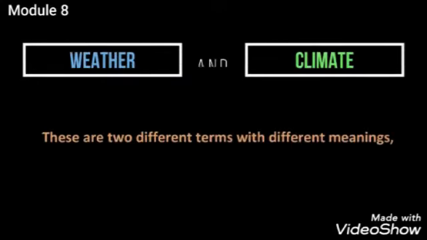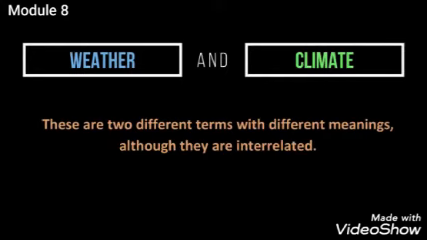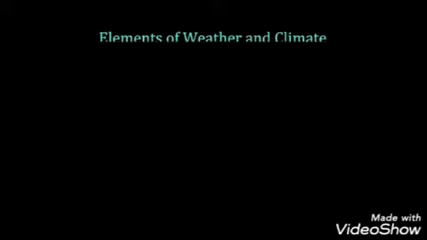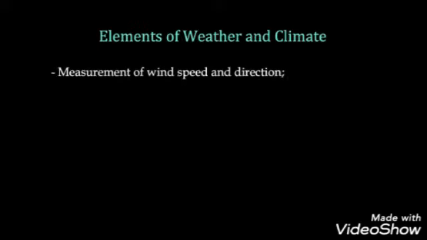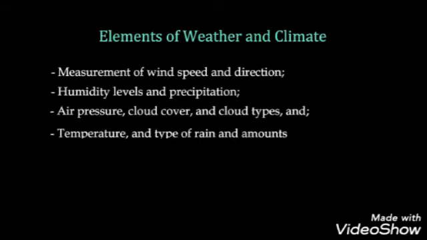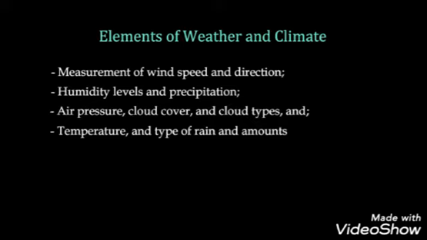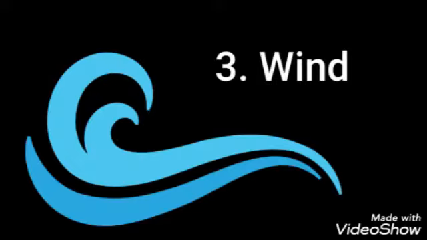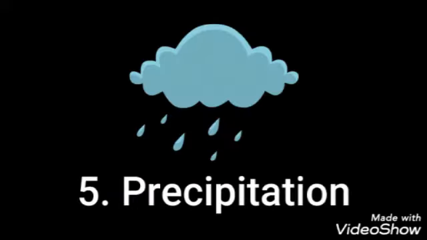Weather and climate are two different terms with different meanings, although they are interrelated. These two terms have the same elements, which make up our weather and our climate. The elements of weather and climate include measurement of wind speed and direction, humidity levels, precipitation, air pressure, cloud cover, cloud types, temperature, and type of rain and amounts. However, out of those, there are five basic elements: temperature, air pressure, wind, humidity, and precipitation.